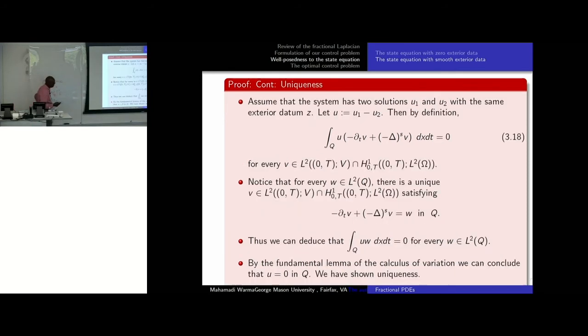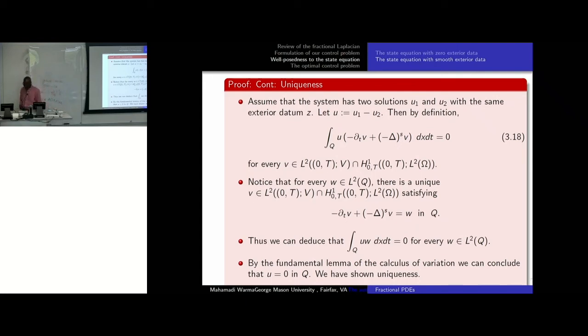But uniqueness, like always: you suppose you have two solutions, you take the difference and see if the difference is 0. Here, the difference of two solutions will satisfy this equation, that the integral on Q of U times that is 0, for any V in L2 of (0,T) intersection H1 of (0,T) with value in L2. But if you remember, when we were solving the Cauchy problem, we know that if you give me any W in L2 of Q, I can find a unique V in this space that is the solution of this Cauchy problem.